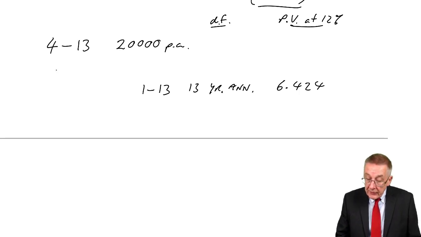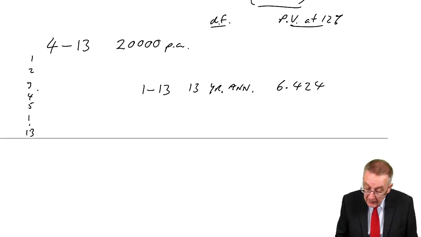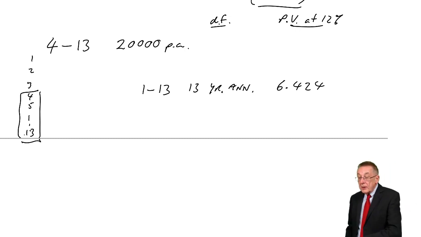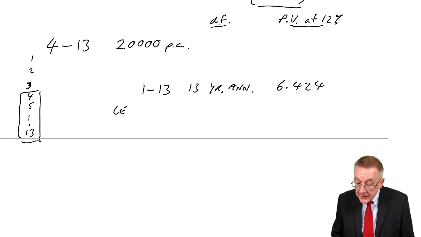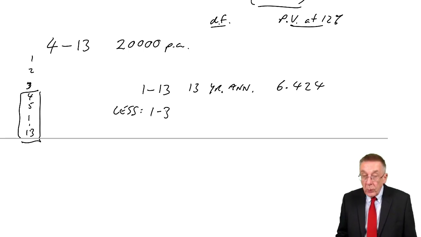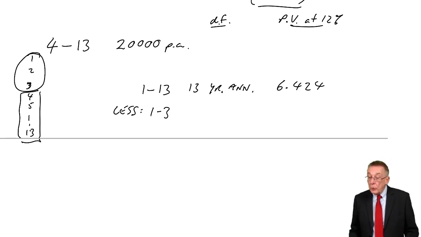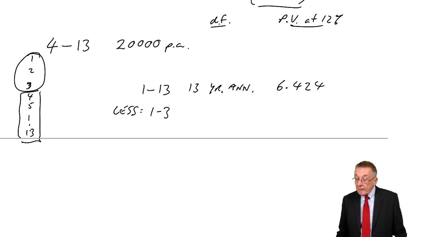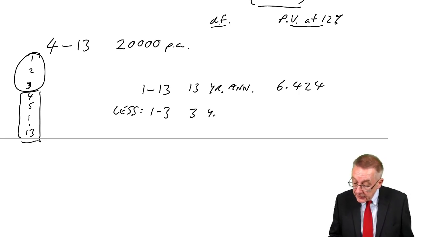But that's giving you the total of 1, 2, 3, 4, 5, up to 13. We only want the total from 4 to 13. Well, 6.424 is the total for 1 to 13. To get the total from 4 to 13, we need to subtract the total for 1 to 3. If we remove 1 to 3, we're left with the total for 4 to 13. And how can we get the total for 3 years? It's the 3-year annuity.